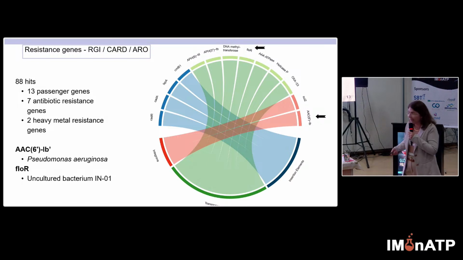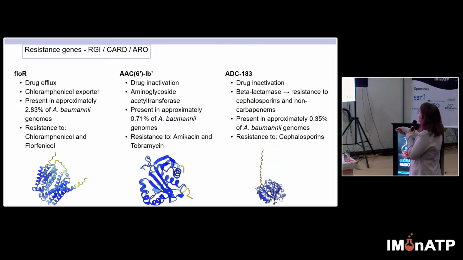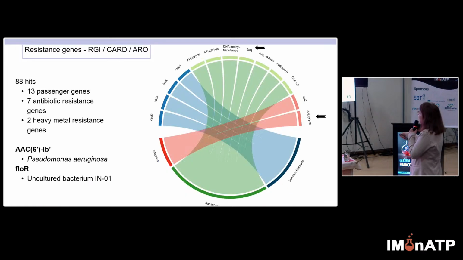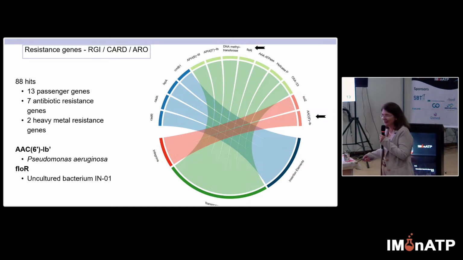We looked at mobile elements, and interestingly, this gene here was transferred to the bacteria by a mobile element called an integron. Probably it came from Pseudomonas aeruginosa. That's very, very rare. It was transmitted from Pseudomonas to Acinetobacter. And the other one, the floR one, it's not working.